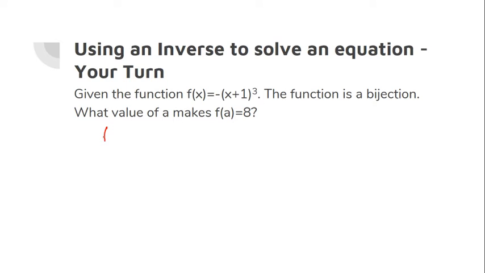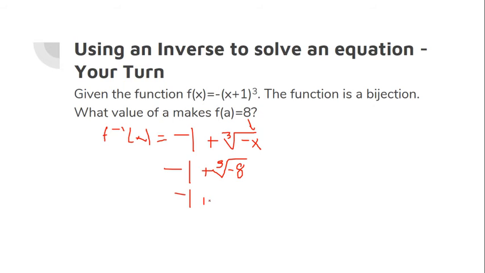Alright, so now that you have done it, our inverse function for this one is negative 1 plus the cubed root of negative x. We're going to plug our 8 in for x, so we get negative 1 plus the cubed root of negative 8. This one's a bit trickier. If you don't know the cubed root of negative 8, you can plug it in on a calculator. Since it's the cube root, we want to know what number multiplied by itself 3 times gives us negative 8. Well, that number happens to be negative 2.